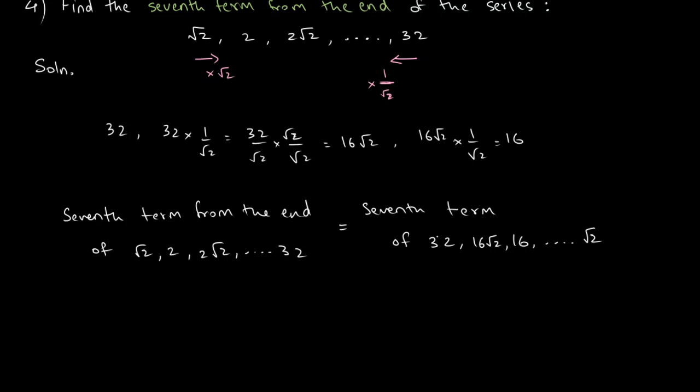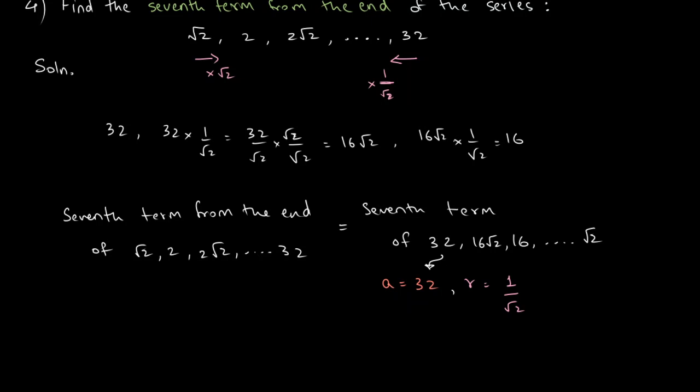So over here, clearly I can see for this particular geometric progression, the first term A is equal to 32, right? The common ratio, as we discussed earlier, is 1 upon root 2, right? And we want to find the seventh term of the series.